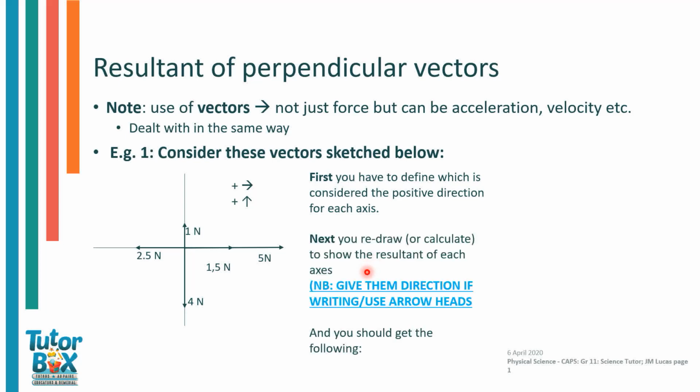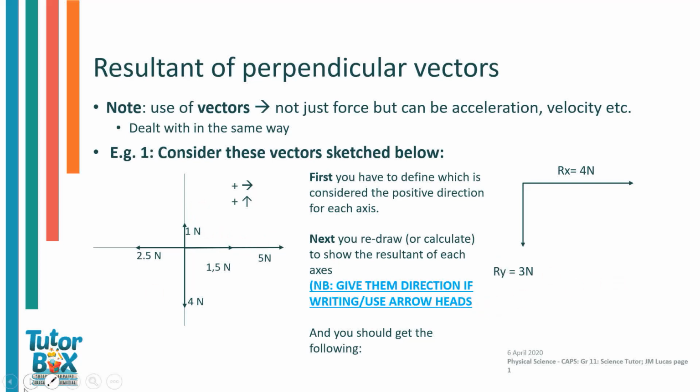Next, you're going to redraw or calculate to show the resultant of each of these axes. A very important note here: you must give them direction, whether you're writing it or using the arrowheads, as that will show direction. You should have a resultant x vector of 4 newtons and a resultant y vector of 3 newtons. How you get that is we've taken the 5 and the 1.5 as the positive, we've minus 2.5 and you got 4. We've taken the 4 newtons minus the 1, which gives you 3 downwards in the negative direction.